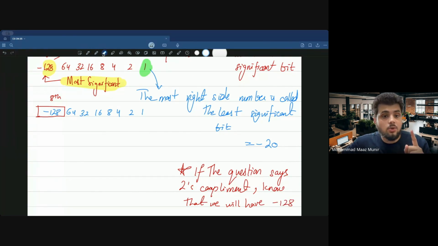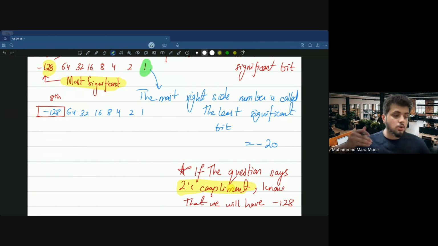And what's the keyword to look for? It's 2's complement. If the question doesn't talk about 2's complement, if it's just talking about binary digits, then just assume that it's going to be a positive 128. The reason behind this is that if the question says we are dealing with 2's complement numbers, there is a possibility that they still give you a positive number, but you need to write it in terms of 2's complement. Now let's say I want to write positive 20.